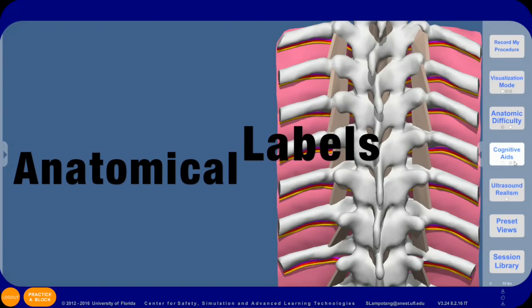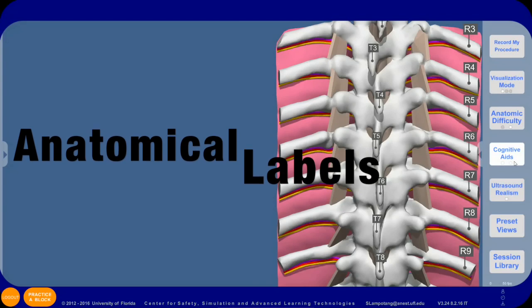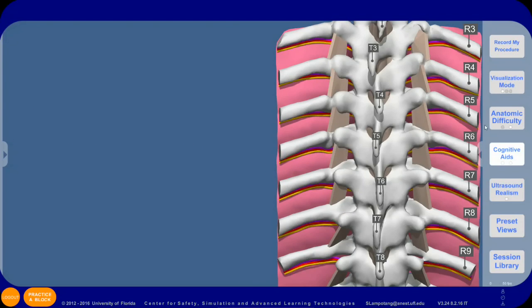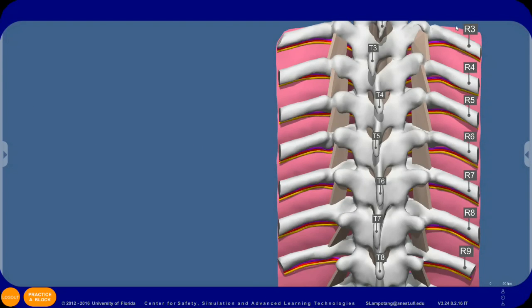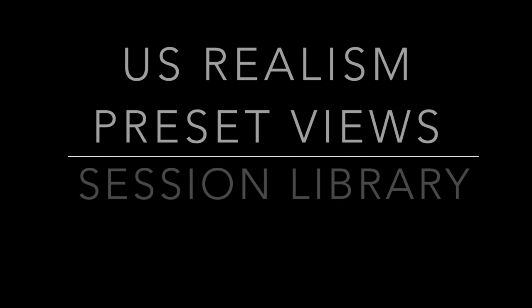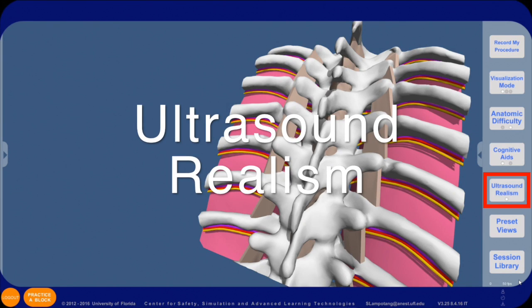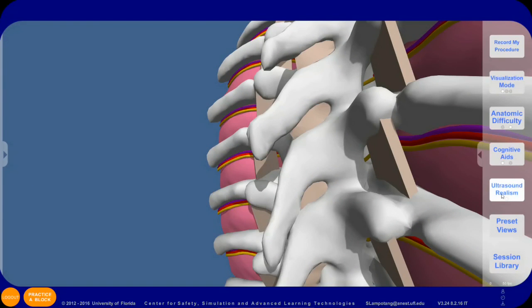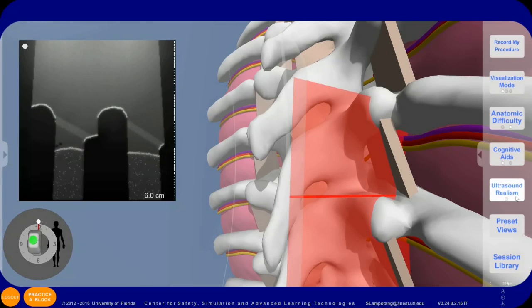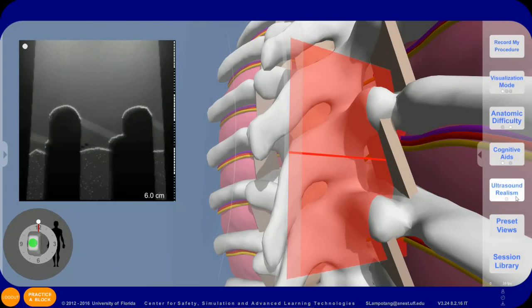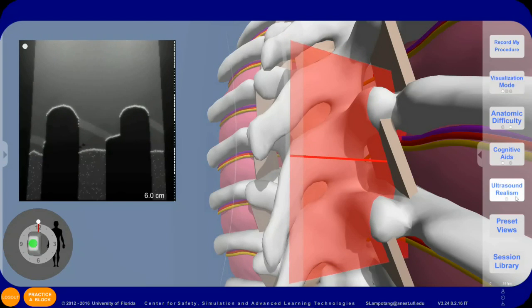The last aid shows anatomical labels of the specific ribs and transverse processes. The next button is the Ultrasound Realism button. If you click this button and then place the ultrasound probe on the simulator, you can see that the ultrasound image is in a so-called hyper-realistic mode.